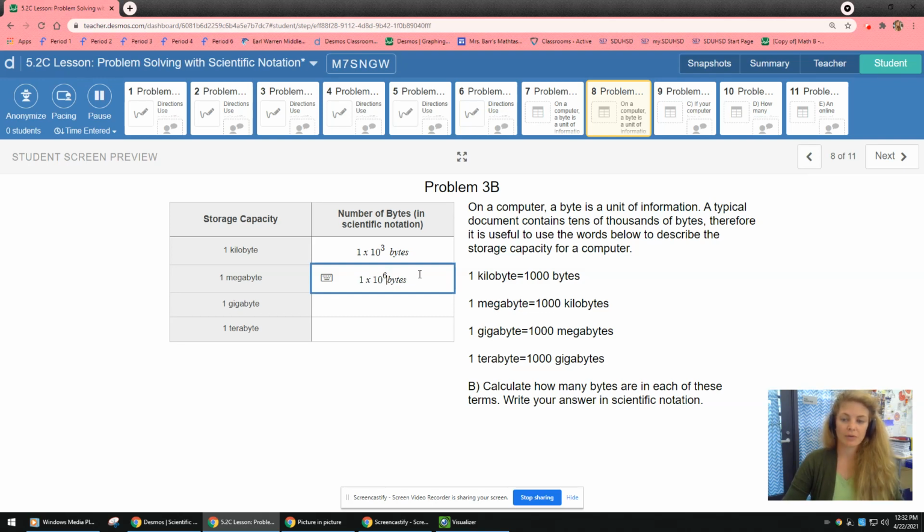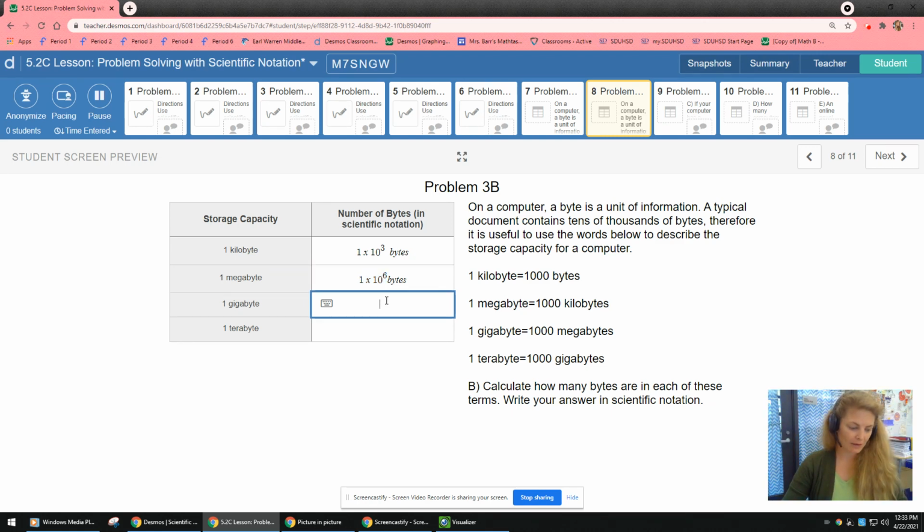So again, what we're doing is we're multiplying each thing by a power of 1,000, and 1,000 is 10 to the third. So when we multiply the previous one by 10 to the third, what do you do when you're multiplying with the same base? You add your exponents. So since a gigabyte is 1,000 megabytes, we're going to take 1 times 10 to the 6 bytes and multiply it by 1,000. So we're multiplying this value up here times 10 to the third.